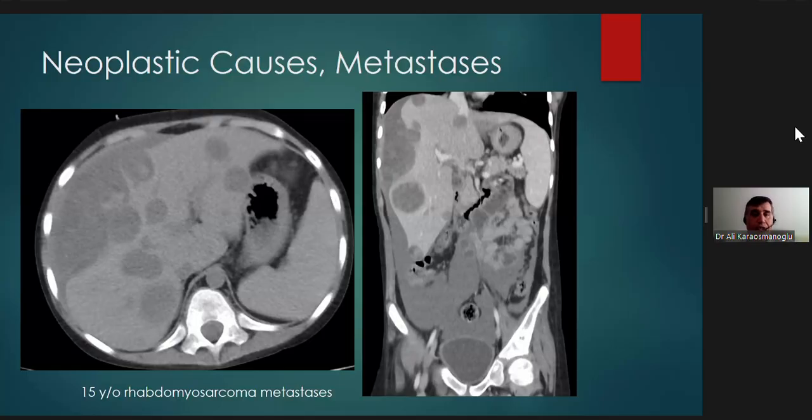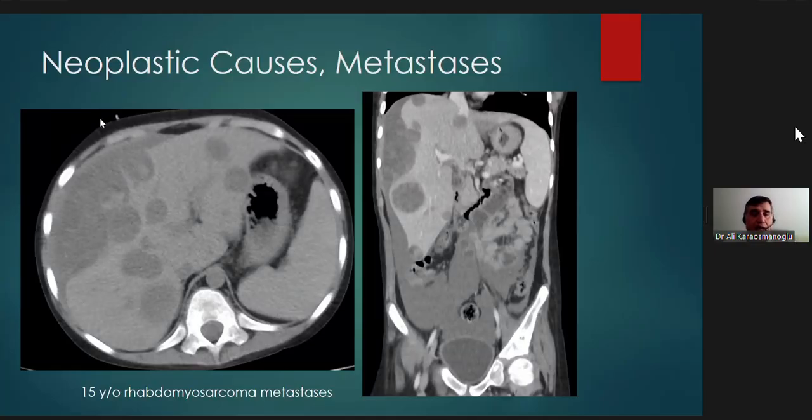So metastatic disease, the most common liver tumor is obviously metastases, around 40 times more common than the primary liver tumors. So this patient is, again, pediatric population, known rhabdomyosarcoma, metastatic rhabdomyosarcoma to the liver, was undergoing chemotherapy, known liver mets, presented to ED with severe abdominal pain, right upper quadrant pain.